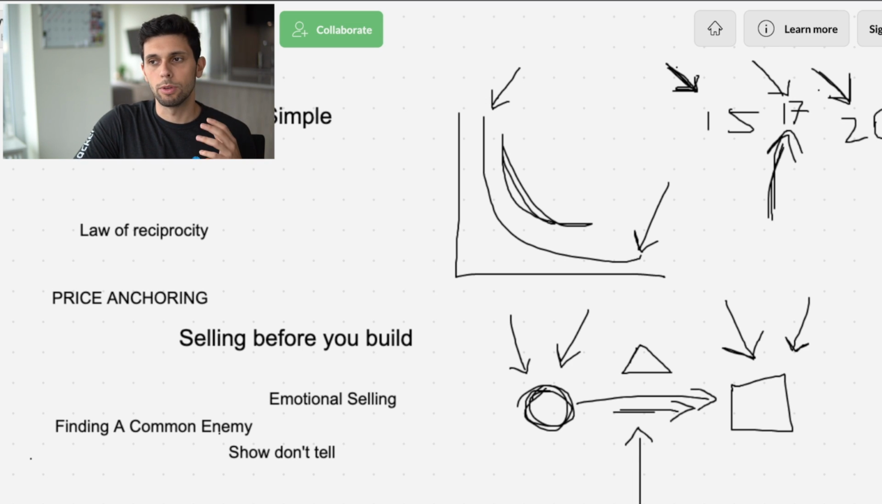And that's something you need to do. You might not be able to do this at first, but this is definitely something you want to be doing once you're scaling and growing your brand. It's a very important thing to keep in mind, to try and find a common enemy.